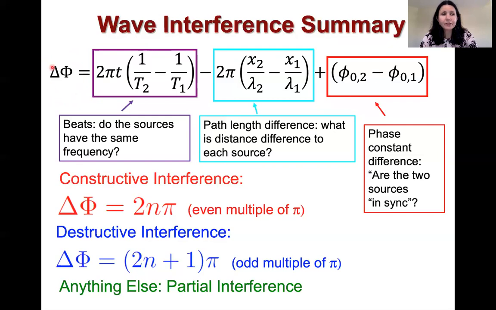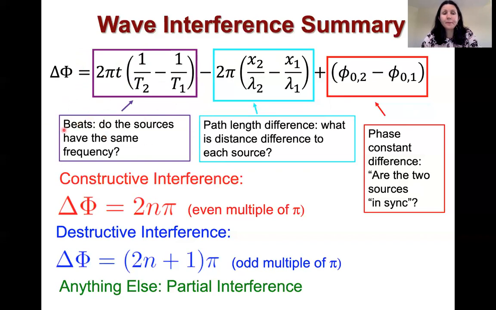And if we looked at the total phase, we remember that there are these three terms that matter. There's the time-dependent term, the spatial term, and then the phase constant term. Now this term here mattered when the two sources had different periods. So if they were producing waves of different periods, thus frequencies, then this difference here would be non-zero, and that led to the phenomenon of beats.